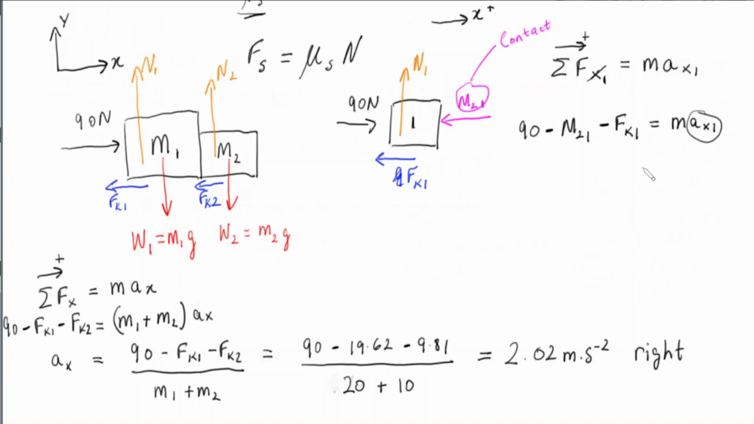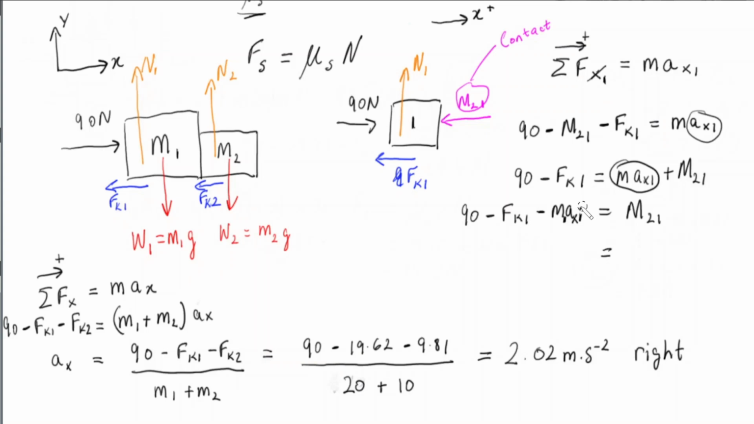So I can rearrange this equation for m21, so I can go ahead and say 90 minus Fk1 is equal to m a x1 plus m21. And I can take this expression to the other side to give us m21 is equal to 90 minus Fk1 minus m a x1. And this m is just m1. Sorry, I should have put that in before. I'll just get rid of this dot here.